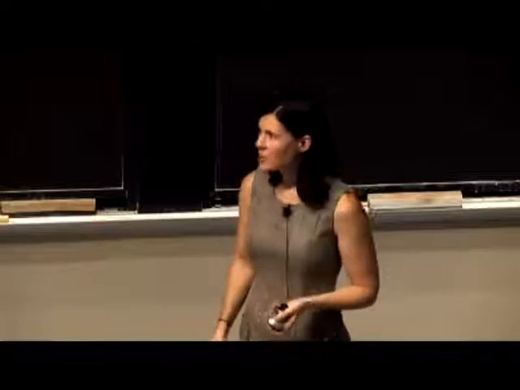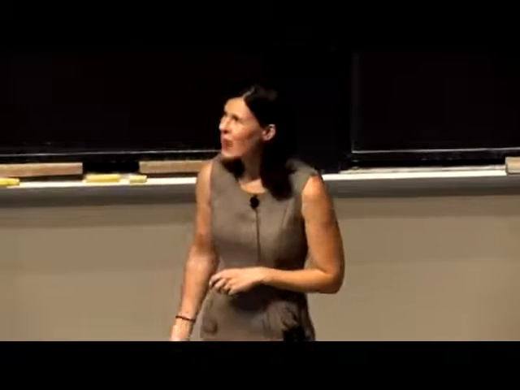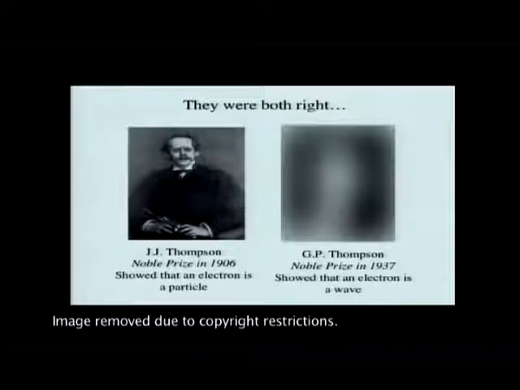It turns out that Davisson and Thomson shared a Nobel Prize for this discovery of seeing the wave-like behavior of electrons. This is kind of neat to point out because we all remember J.J. Thomson from our second lecture. J.J. Thomson got a Nobel Prize in 1906 for showing that electrons exist and that they're particles. And it turns out that G.P. Thomson, well, that's his son.